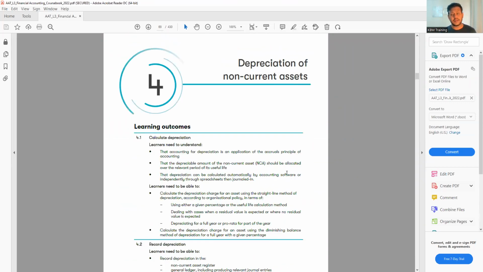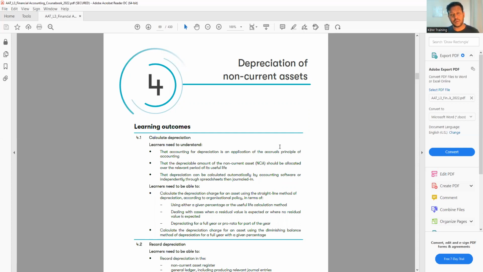Okay, then we have depreciation of a non-current asset. This is our chapter number 4. So let's discuss this one, depreciation of non-current asset. So what is depreciation? And non-current asset, you already know that. Any asset that we are planning to use more than 1 year, we call it non-current asset. And of course, a non-current asset has a useful life.